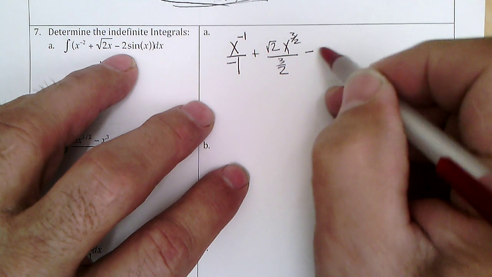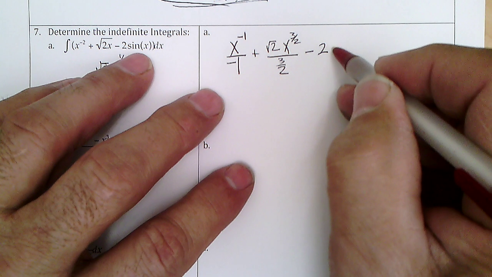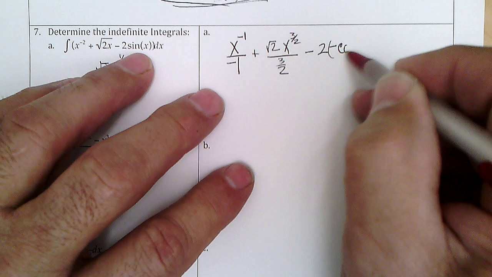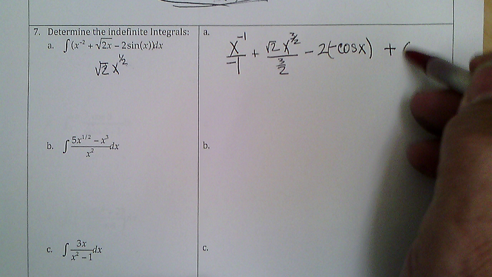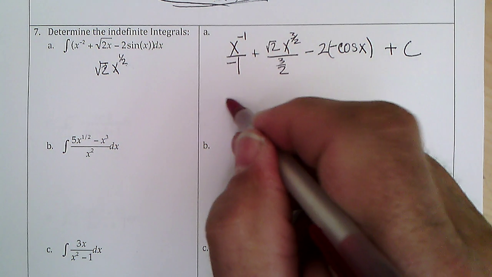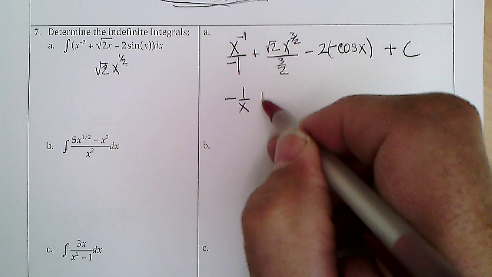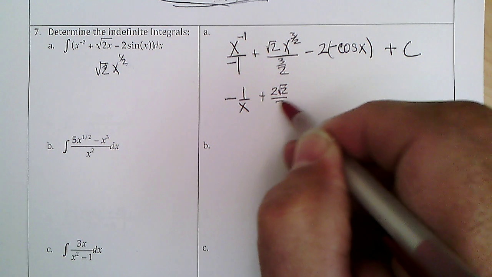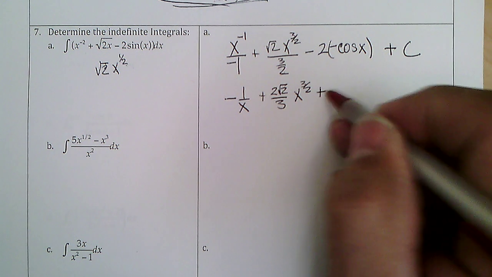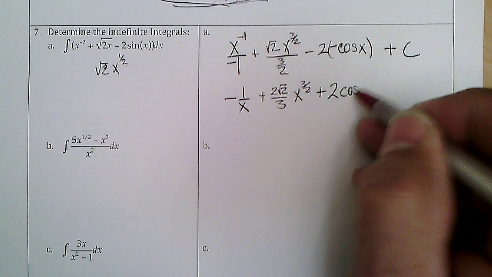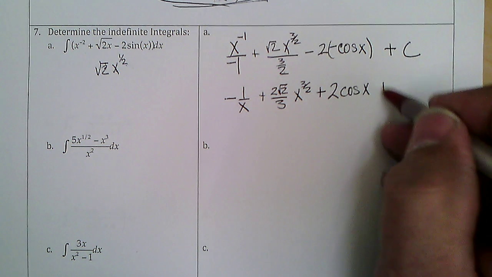Then we have a minus 2 in the integral of sine. See, the derivative of cosine is negative sine. So this would be negative cosine x. And then each one of these would have a plus c, but I could just do 1 plus c at the end. And so this is negative 1 over x. This would be plus 2 square roots of 2 over 3 x to the 3/2 minus would be plus 2 cosine x. This is not subtract. This is negative 2 times this plus c.